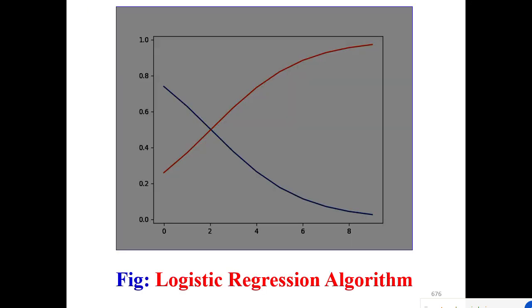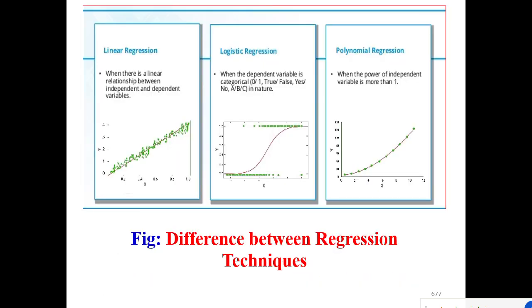So this is about non-linear regression, the difference between three regression techniques. What is meant by linear regression? When there is a linear relationship between independent and dependent variables, we choose linear regression. We choose logistic regression when the dependent variable is categorical, like true or false, yes or no, ABC, XYZ in nature, like a curve line, so the predicted values are 0 and 1.